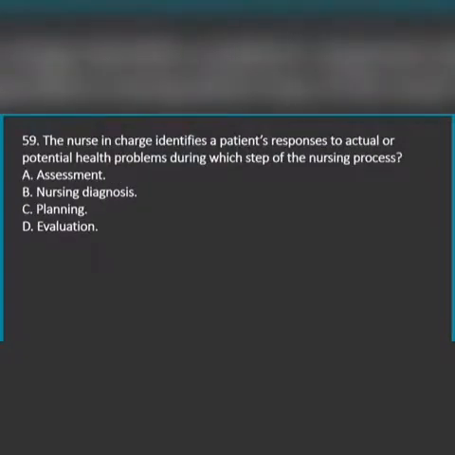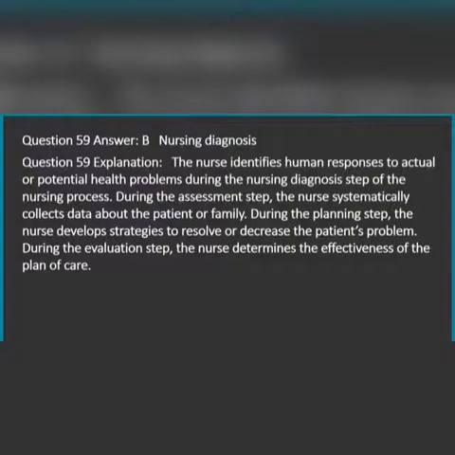Question 59. The nurse in charge identifies a patient's responses to actual or potential health problems during which step of the nursing process? A. Assessment. B. Nursing diagnosis. C. Planning. D. Evaluation. Question 59 Answer: B. Nursing diagnosis. Question 59 Explanation: The nurse identifies human responses to actual or potential health problems during the nursing diagnosis step of the nursing process.